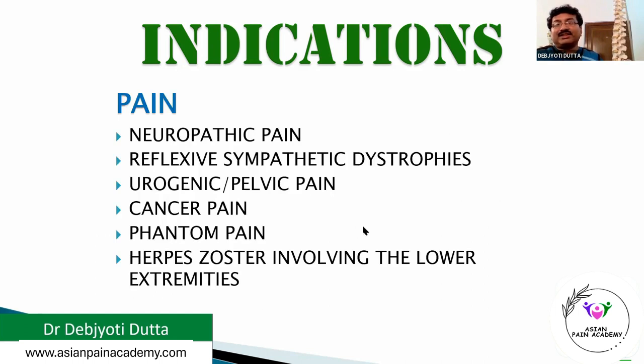That means sympathetically mediated or maintained pain, like neuropathic pain, reflex sympathetic dystrophy, which nowadays is named CRPS type 1 or complex regional pain syndrome type 1, urogenital or pelvic pain, or any other visceral pain due to cancer, phantom pain, and herpes zoster involving the lower extremities. So these are the indications.